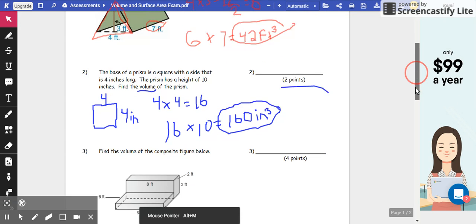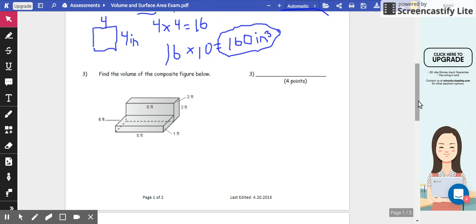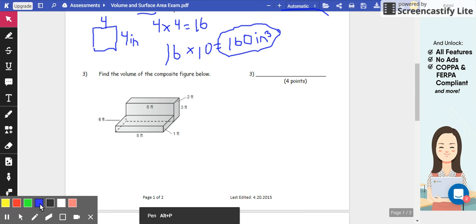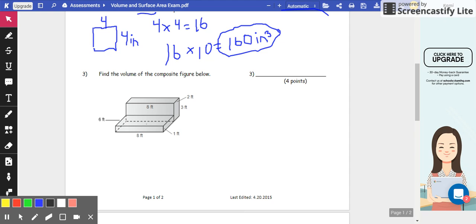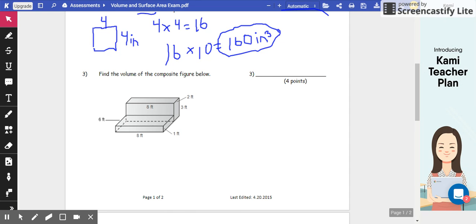Okay, question number 3. So we're finding the volume of a composite figure, meaning we have to find the volume of each figure separately first. So let's look at the front rectangular prism. Right here we have the base. I'm going to highlight its length and its width. The length and the width of that bottom piece is 8 by 6.